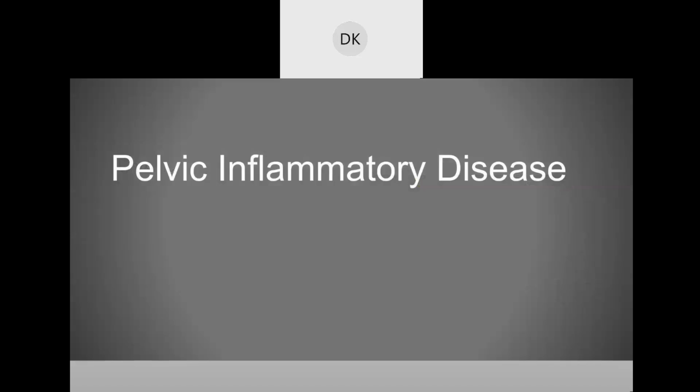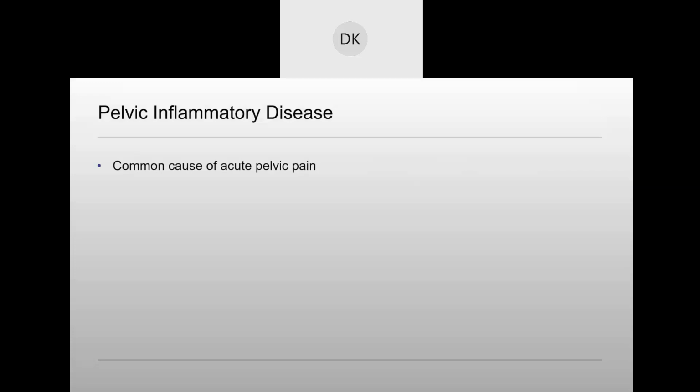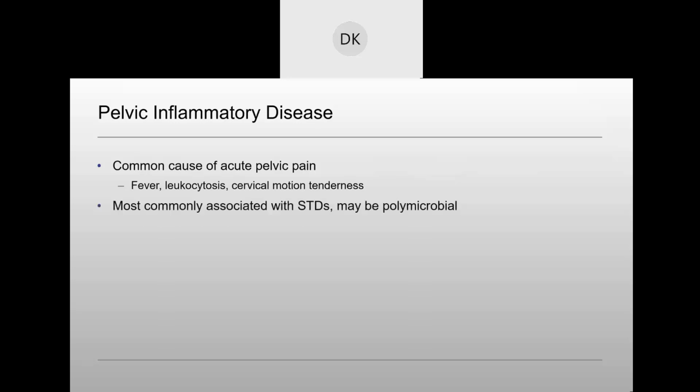All right, so the last thing I'll talk about is pelvic inflammatory disease. So this is a common cause of acute pelvic pain. We see it frequently in the emergency department, and patients often have the triad of fever, leukocytosis, and cervical motion tenderness. And most commonly, it's associated with STDs and maybe polymicrobial.